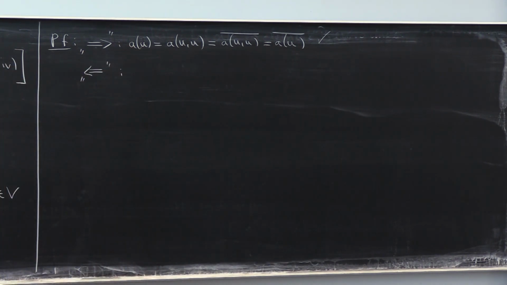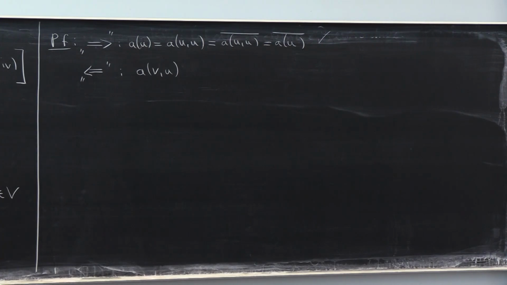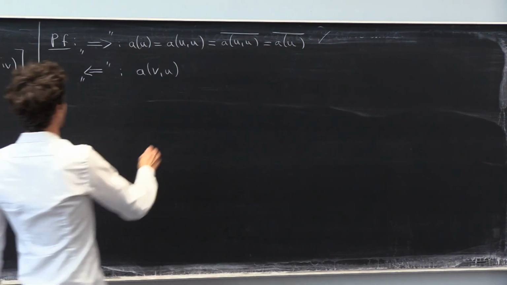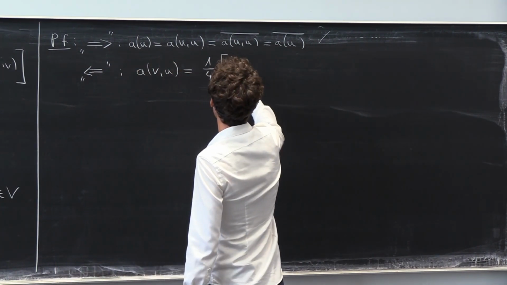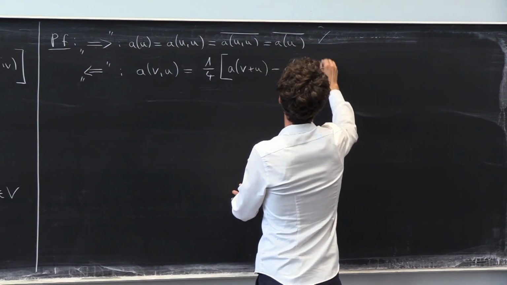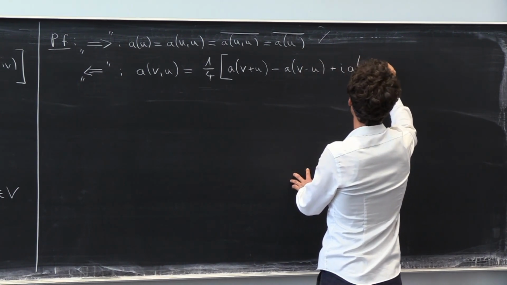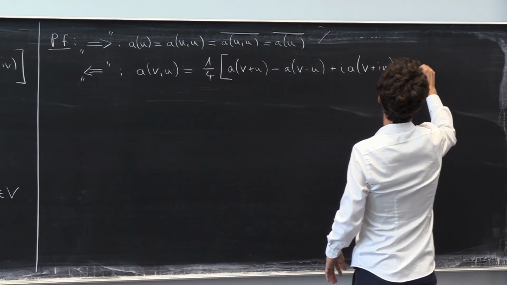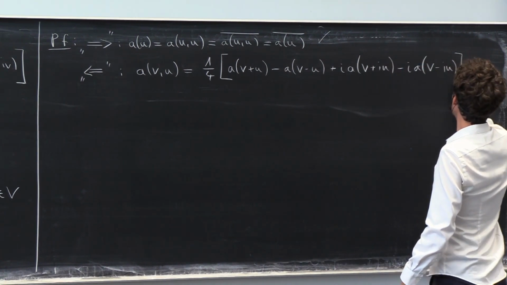How do you do the other one efficiently? Well, let's see. Let's look at A of v, u and let's write it out. Okay, so A of v, u is going to be 1/4 of A of v plus u minus A of v minus u plus i bar A of v plus iu minus i A of v minus iu.